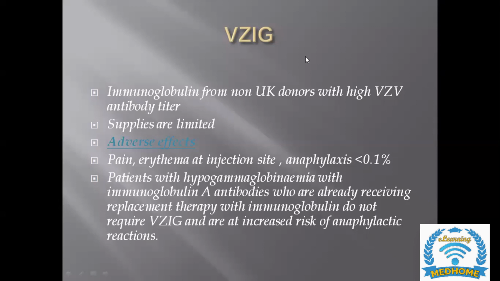So what is varicella zoster immunoglobulin? Immunoglobulins are usually from non-UK donors, which have a high varicella zoster virus antibody titer. The only point of telling you this is that sometimes it may be deficient, supplies are limited, and a patient may not get it.